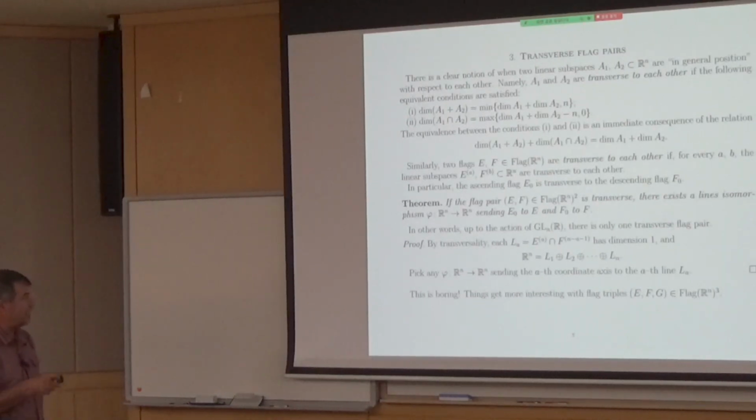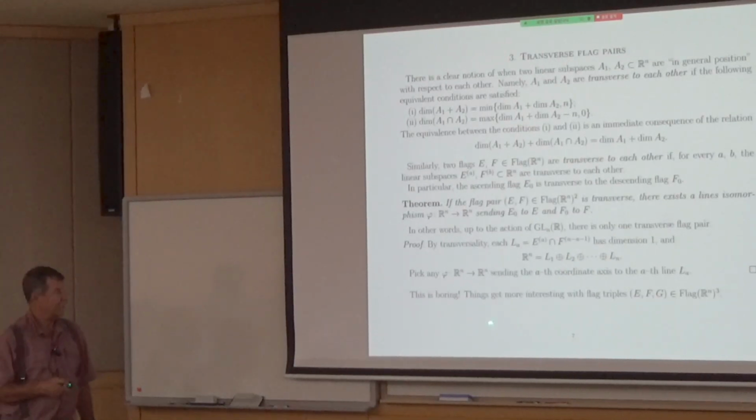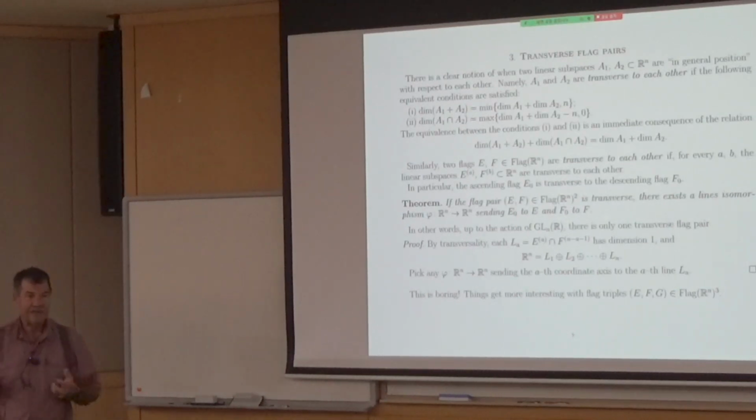Okay, and then to construct a linear map sending the ascending flag to E and the descending flag to F, you just take the linear map sending the a-th coordinate axis to this a-th line here, and I did everything so that it works. The conclusion is that it's boring. So transverse pairs of flags, there is only one.